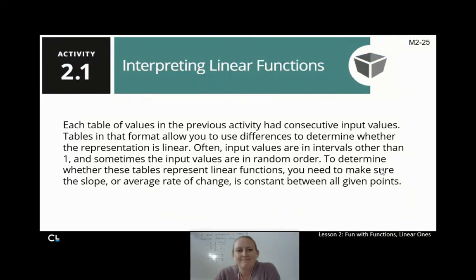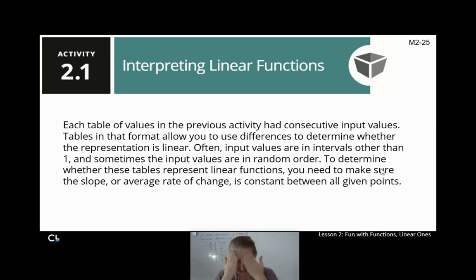All right. Let's move on. Page M2-25. Let's talk about activity 2.1. Let's interpret linear functions. So each table of values in the previous activity had consecutive input values, right? Those tables that we did, it went from 3 to 4 to 5. It was just in order. And even the other table, -9, -8, -7, right in order. So tables where your X values go one right after the other allow you to use first differences. That can tell you, hey, it's linear, it's not linear.